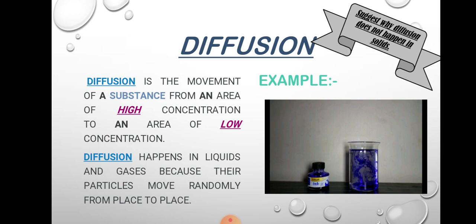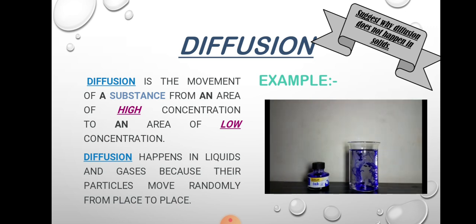Now there is a question: suggest why diffusion does not happen in solids. Can you give the answer? Because the particles in solids are held together by strong forces of attraction. Although the particles vibrate, they are unable to break free. And diffusion is the spreading of one substance through another.